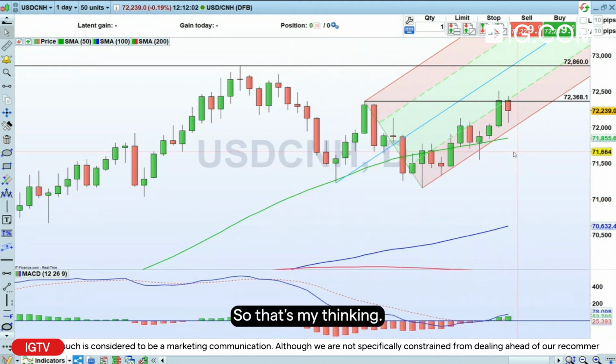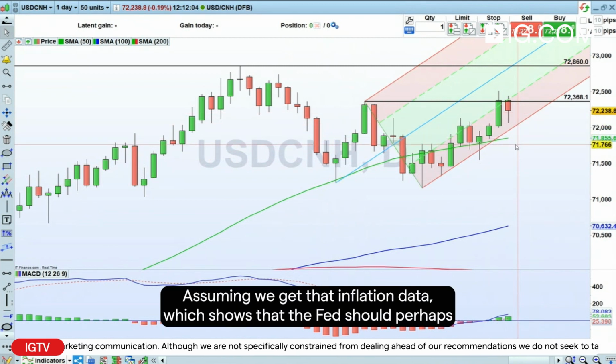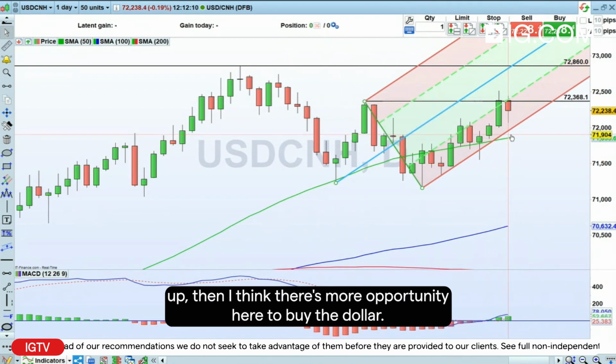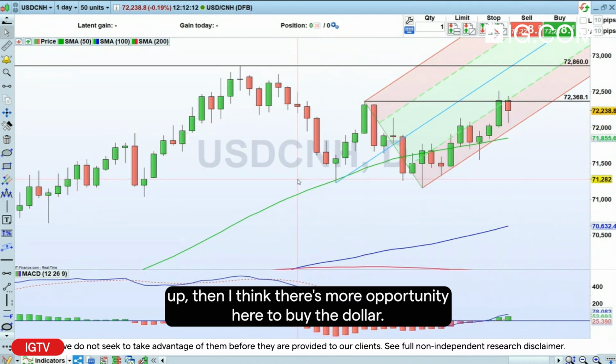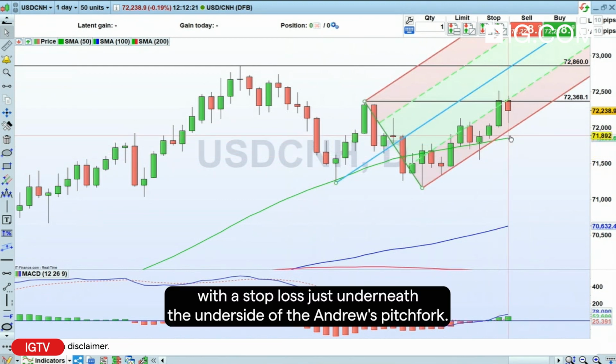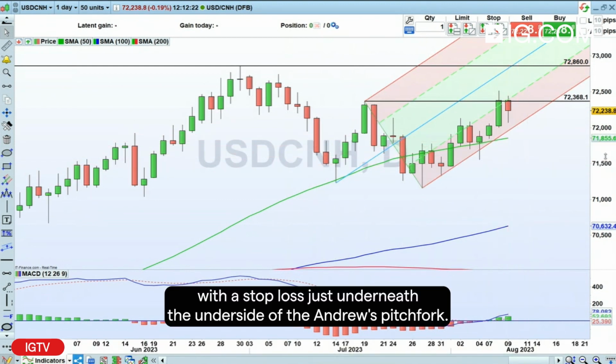So that's my thinking. Assuming we get that inflation data, which shows that the Fed should perhaps keep its eye on keeping interest rates up, then I think there's more opportunity here to buy the dollar. And so buy the dollar against the Chinese yuan, and this is the USD CNH, trading the trend with a stop loss just underneath the underside of the Andrews pitchfork.